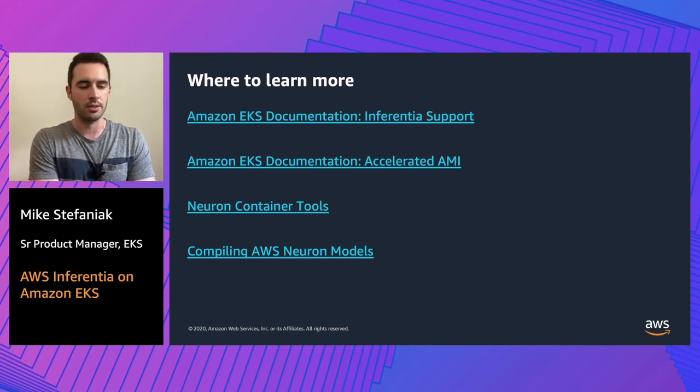The next piece is the Neuron container tools, and this is in the open source Neuron SDK GitHub repository that was referenced earlier. And then the last page there is in the AWS documentation, but it has more instructions on how you can compile models that are optimized for Inferentia using AWS Neuron.